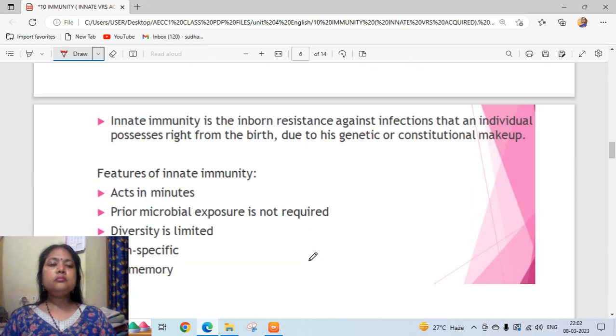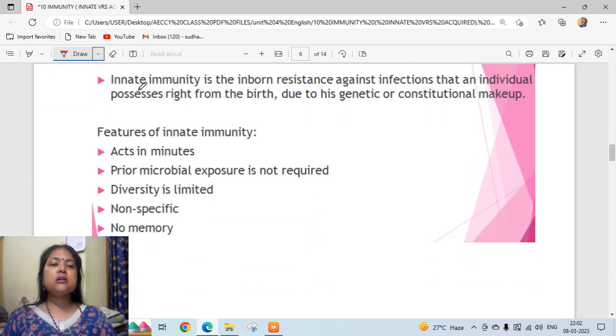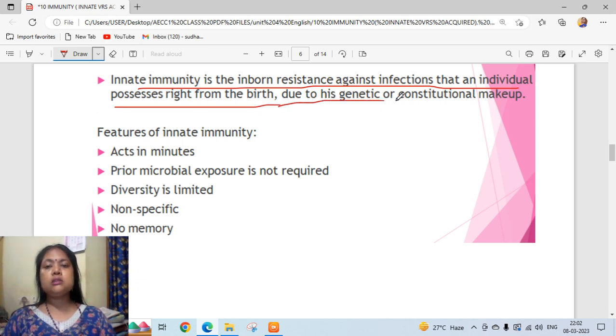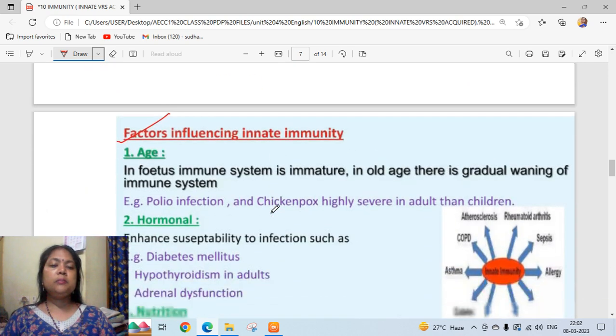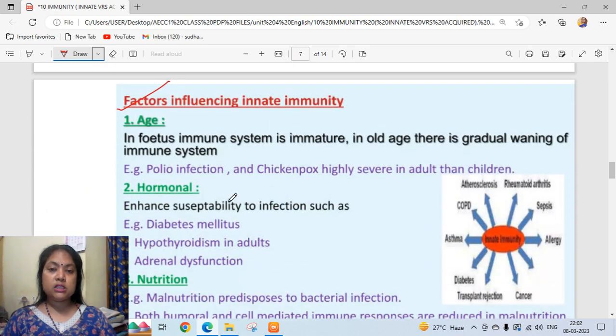Okay. Then innate immunity is the inborn resistance against infections that an individual possesses right from birth due to his genetic or constitutional makeup. Then what are the features of innate immunity? It acts in minutes, prior microbial exposure is not required, diversity is limited, it is non-specific and has no memory.